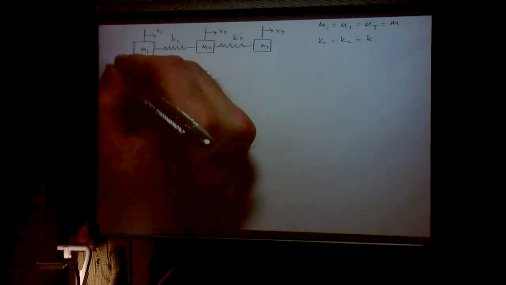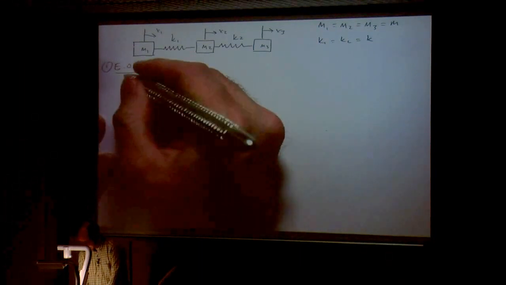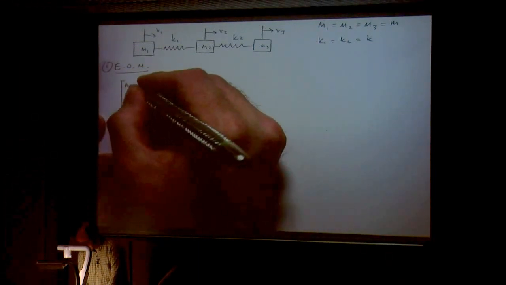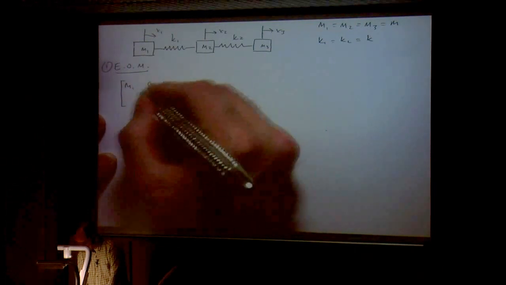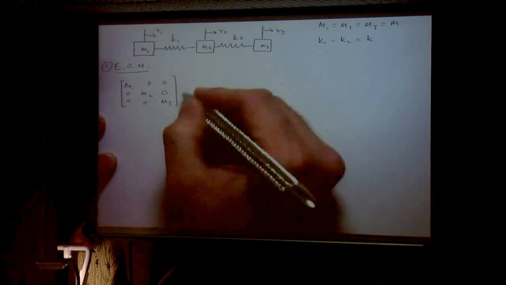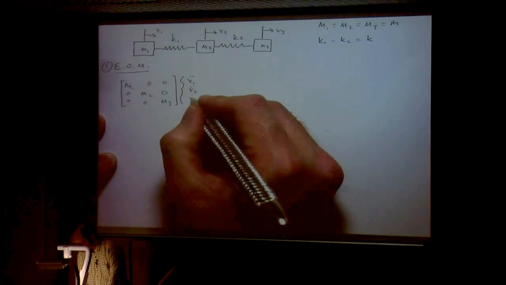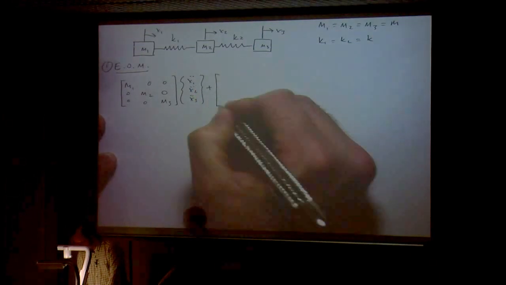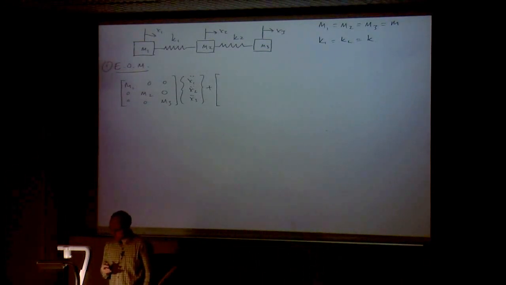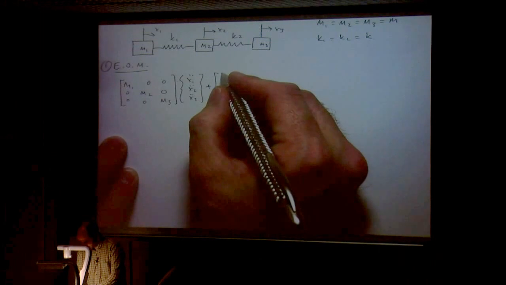First step, equation of motion. We can use the quick method: M1, M2, M3, everything else is 0. There's our mass matrix, with X1 double dot, X2 double dot, X3 double dot. What's the sum of the springs connecting mass 1 to another mass? K1, yeah?